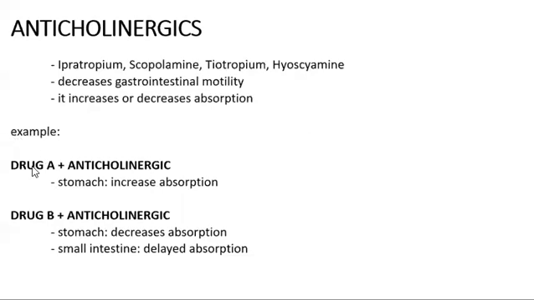Example, drug A plus anticholinergic. If your drug A is acidic and you combine it with anticholinergics, so drug A, for example, is acidic, tapos kinumbine natin siya sa anticholinergic drugs natin, in the stomach, basically, if the drug is acidic and it stayed in the acidic medium, technically, ano mangyayari? Mag-i-increase ang absorption kasi nga acidic siya, acidic drugs, acidic environment.